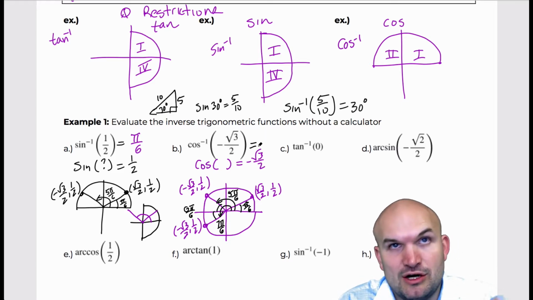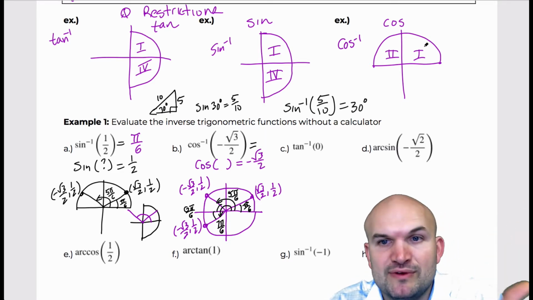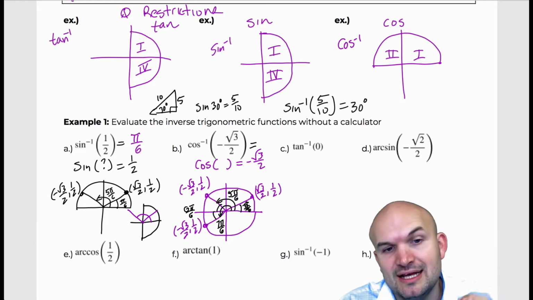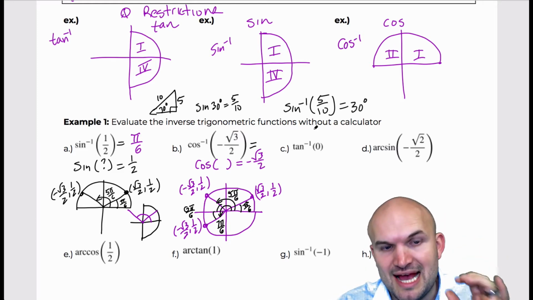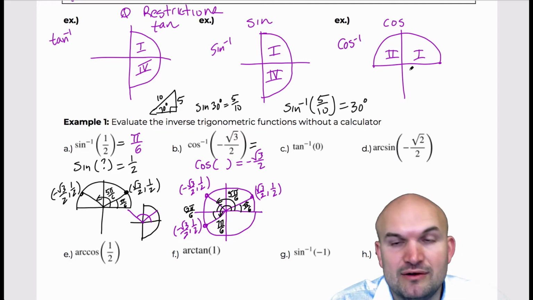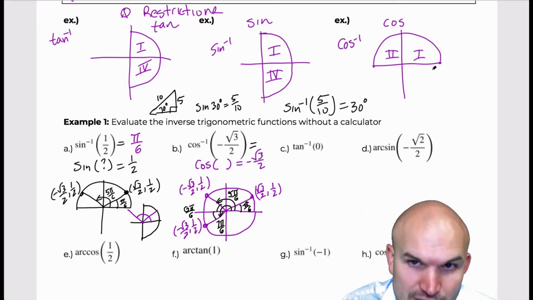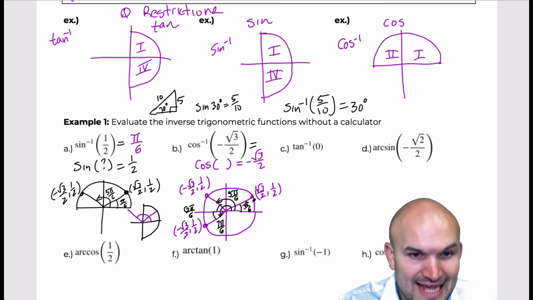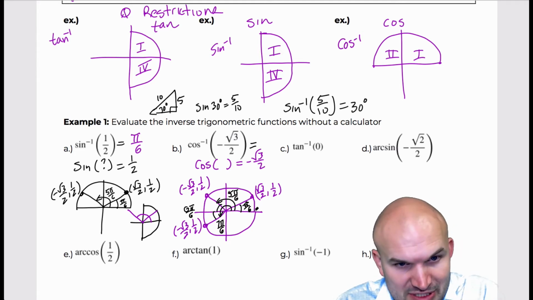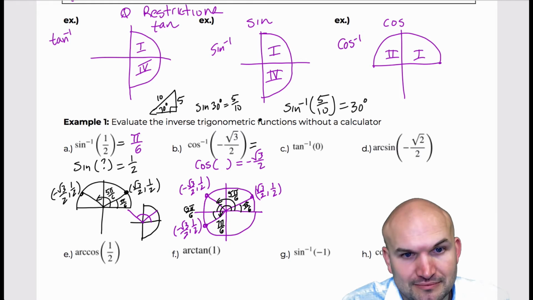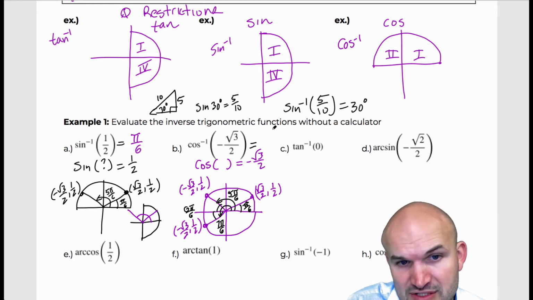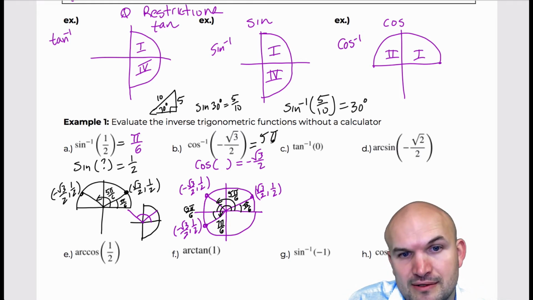Which is our answer? Is it 5 pi over 6 or 7 pi over 6? And again, that's where we fall within the restrictions. The cosine inverse function has a restricted range, which comes from the restricted cosine function between 0 and pi. So the only angle that we can use is between 0 and pi. So the only angle that fits within that is 5 pi over 6.